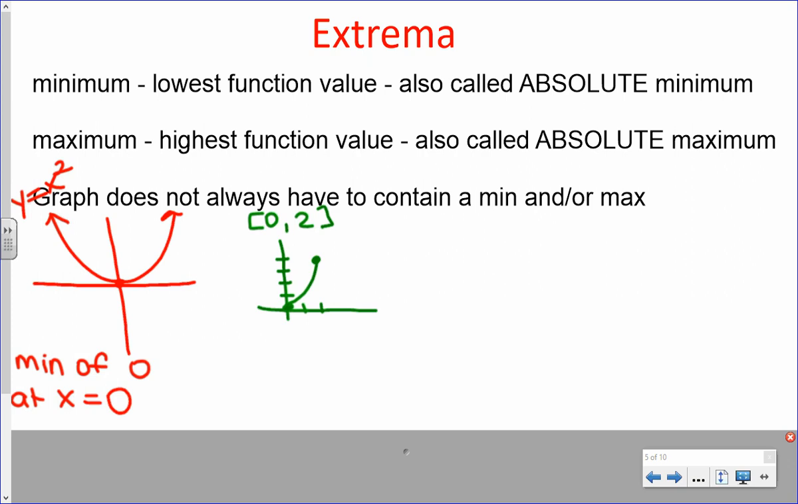Okay, so now I have y equals x squared, but only on the closed interval from 0 to 2. Do we have a minimum? We have a minimum of 0, right? Do we have a maximum? We have a maximum of 4 when x is 2, all right? So we don't necessarily have two places where the derivative is 0 or undefined, but since we're on a closed interval, we're going to have a high point and we're going to have a low point.